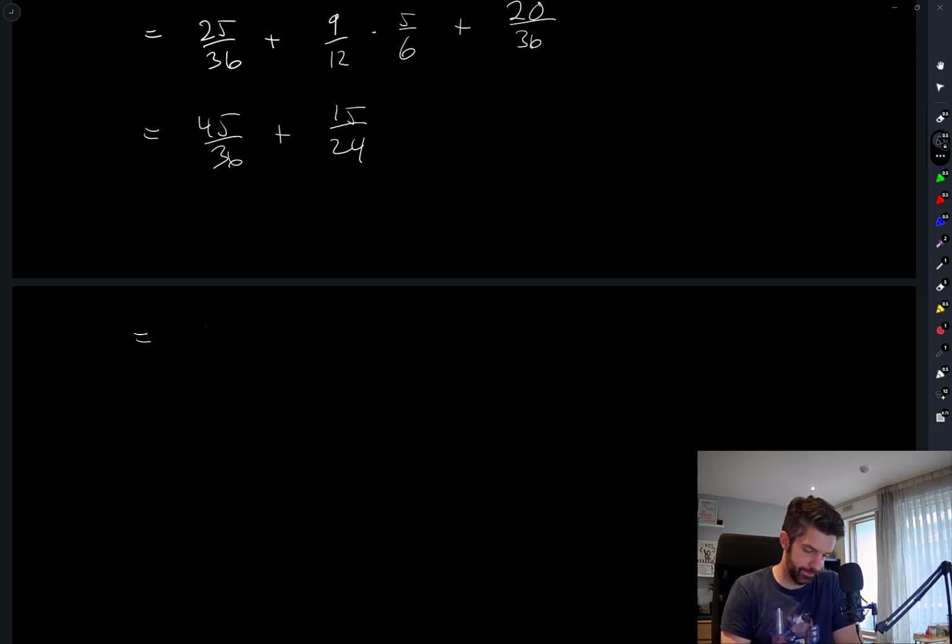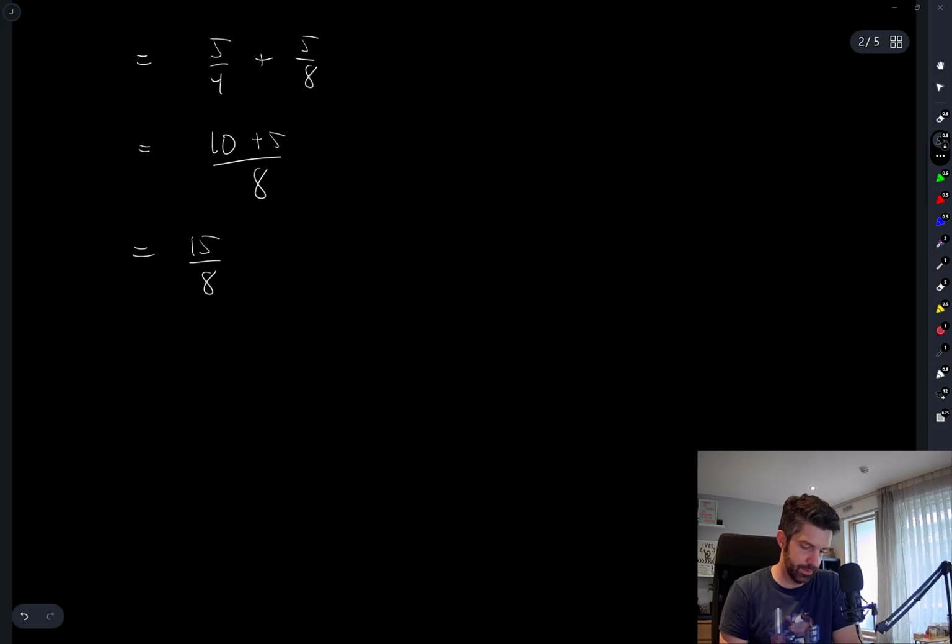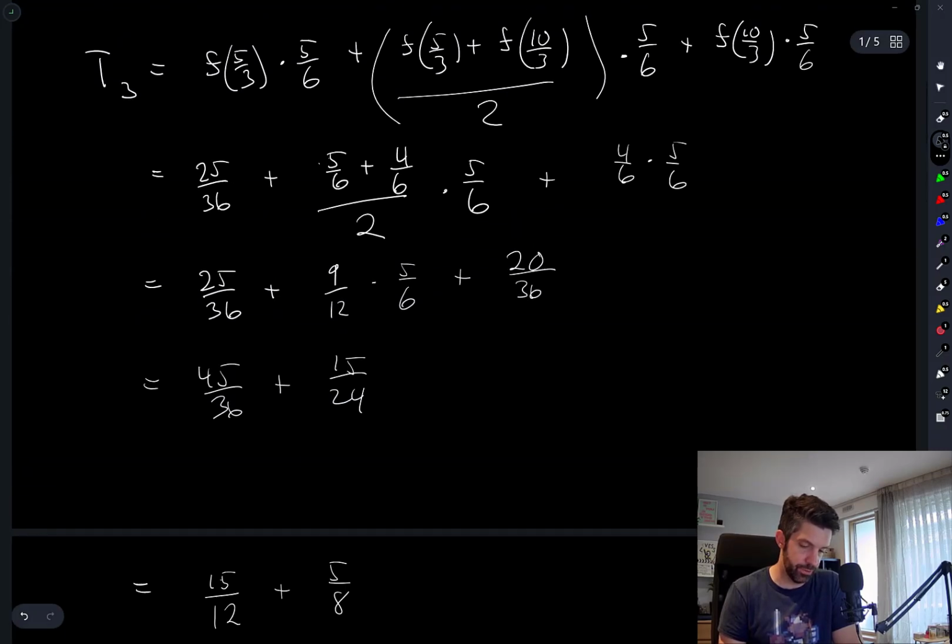Yeesh. I'm sure a lot of stuff here can cancel, can it, right? 15 over 12 plus 5 over 8. 5 over 4 plus 5 over 8. 10 plus 5 over 8, so 15 over 8, which is a little bit less than 2.